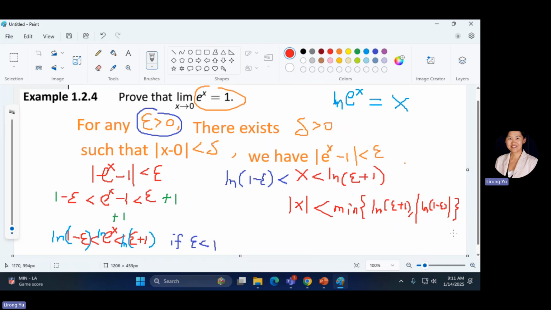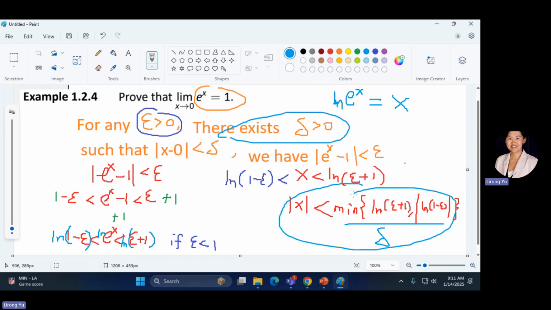So that finishes it. This is our choice of the delta. So we say there exists a delta. Now we find it. This is our delta. Once you find the delta, the proof is done.